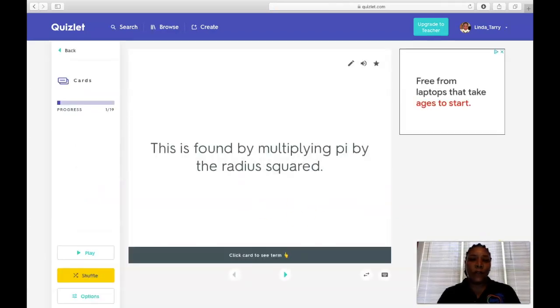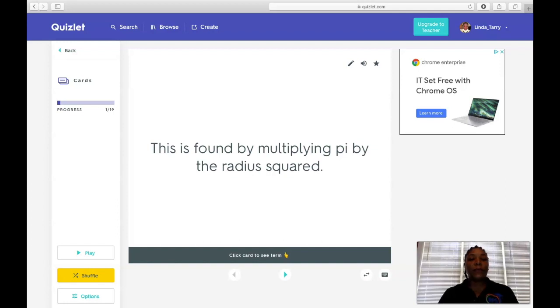And we're going to do a few of these together, and then we're going to go ahead and let you do some on your own once we're done. Okay? The link to this can be found in your learning plan for today. So let's try these. I'm going to give you about 10 seconds between each one and see if you get these correct. So this is found by multiplying pi by the radius squared.